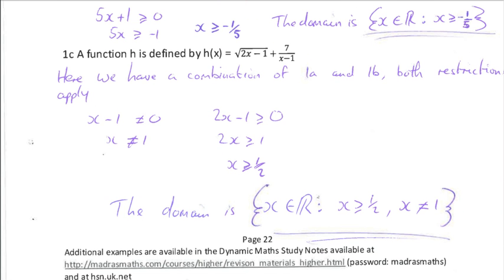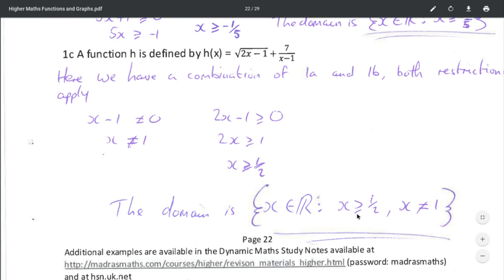And final example. h is defined by h of x equals root of 2x minus 1 plus 7 over x minus 1. Here we've got a combination of both. So we need to consider both here. So the square root of 2x minus 1 must be greater than or equal to 0. So add 1 to both sides, divide through by 2. So x must be greater than or equal to 1/2. But also, we cannot divide by 0. So x minus 1 must also be not equal to 0. So x is not equal to 1.